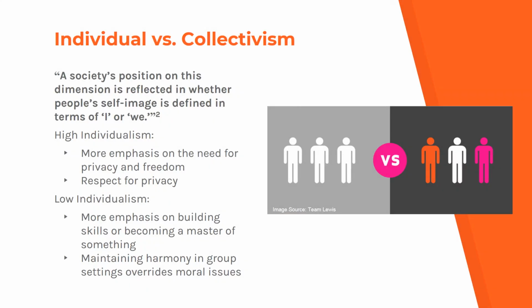The second index is individual versus collectivism, and this describes whether or not people view themselves in terms of I or we. In a highly individualistic society, there's a lot of emphasis placed on privacy and freedom, as opposed to a low individualistic society where maintaining harmony is of utmost importance, and sometimes this overrides one's own moral and personal qualms. There's also more emphasis placed on building skills and becoming a master of something.